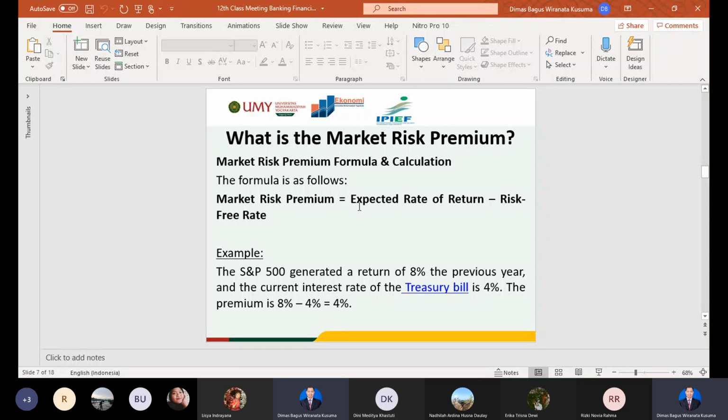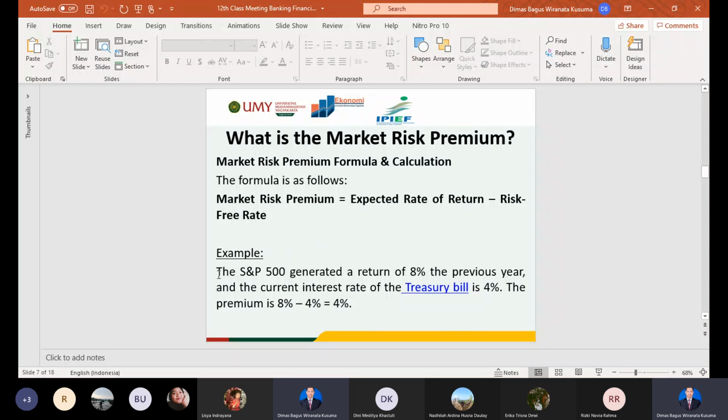So the market risk premium is the expected rate of return minus the risk-free asset. So the expected rate of return is always positive. Positive means it is also higher compared to existing conditions because we expect better compared to before. And the risk-free asset here represents the benchmark, the lowest required return that investors will get. So from this, the market risk premium is expected to be positive always.